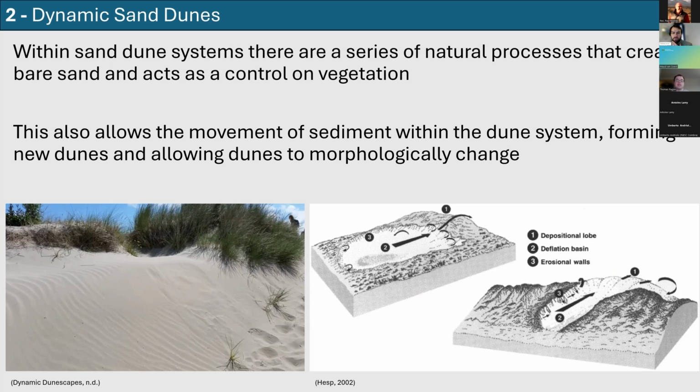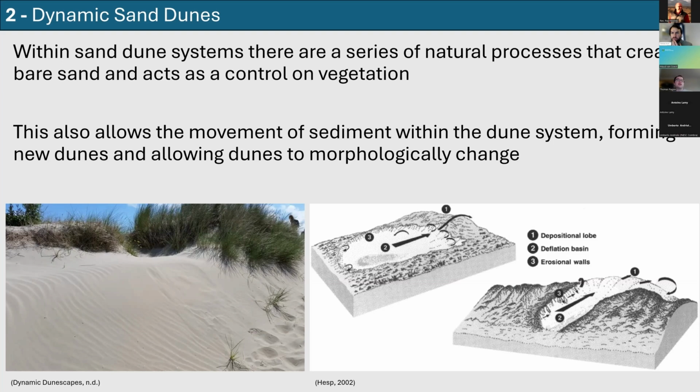In many places in the temperate regions, in the absence of some form of disturbance or control, vegetation establishes and then through classical ecological succession builds up, forms soil, forms taller, coarser species, which then stabilizes the dunes more and more and reduces these bare sand areas.